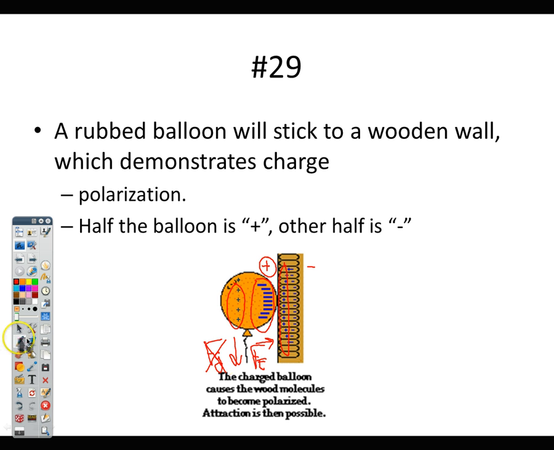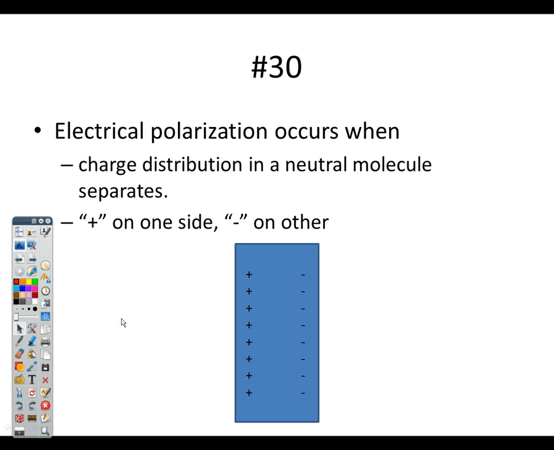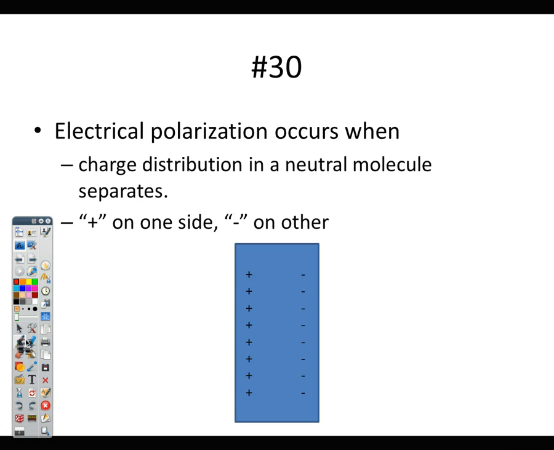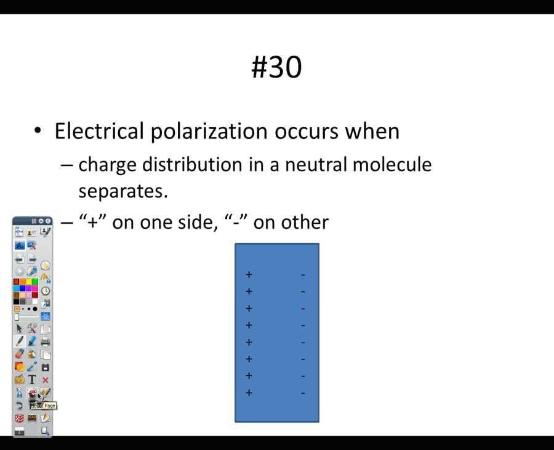Then finally, number 30, which is the last question, says electrical polarization occurs when the charge distribution in a neutral molecule separates. All that means is that on one side of the molecule you'll have positive, and on the other side you'll have negative. Water does this really well. If I have a molecule of water, it tends to have a couple of extra electrons on one side. So we say this side of the molecule is negative, and this side, because of the hydrogens, is more positive. And that is number 21 through number 30.